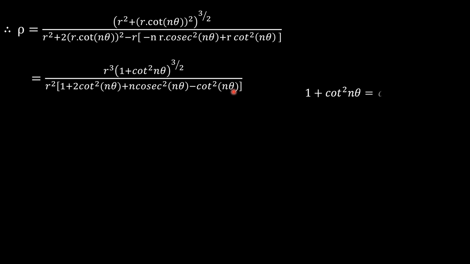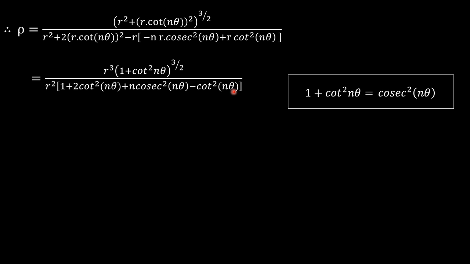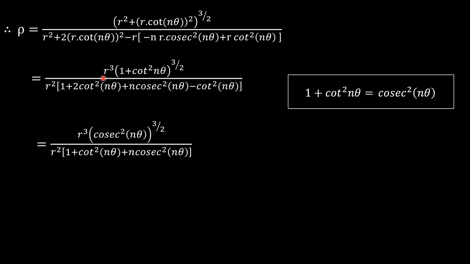Now what is 1 plus cot square n theta, students? 1 plus cot square n theta is cosecant square n theta. Let me use it in the above expression. Over here you have r cube into 1 plus cot square n theta, which is nothing but cosecant square n theta to the power 3 by 2, divided by r square into, just observe over here, you have 2 cot square n theta minus cot square n theta, that is nothing but cot square n theta, right?